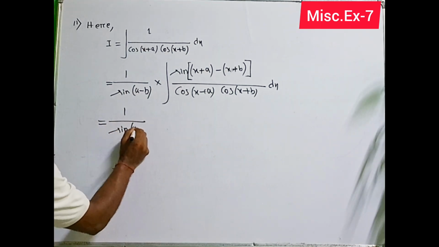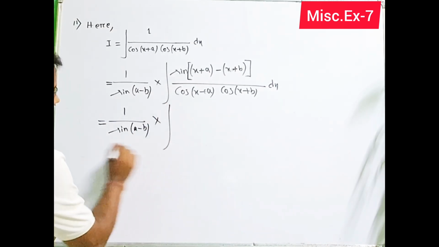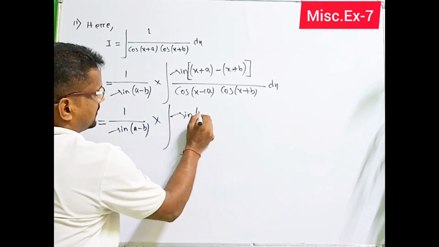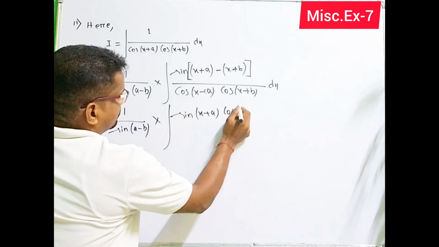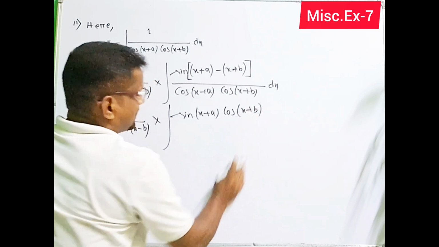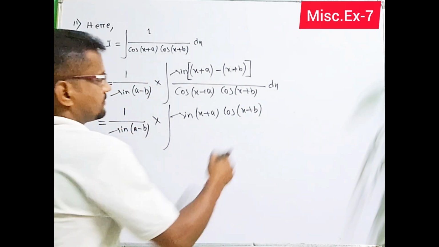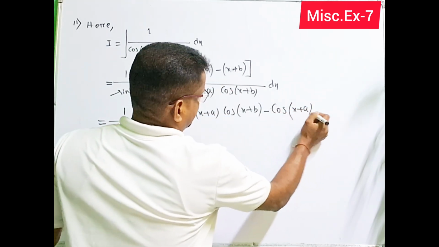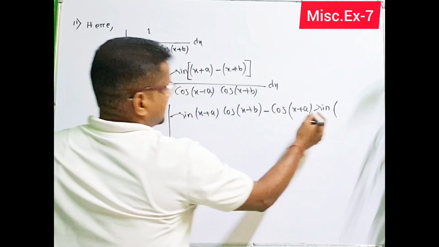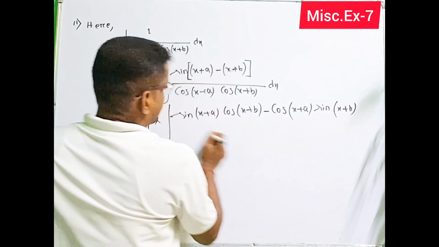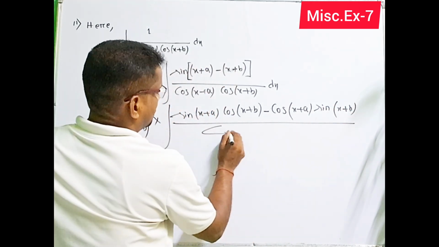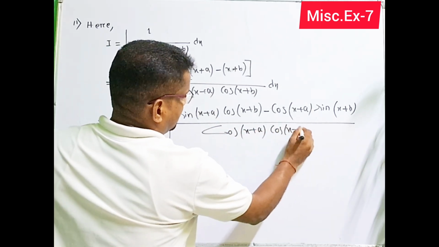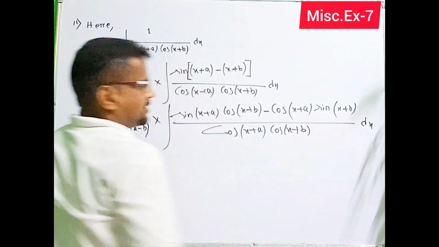Sine of a minus b into integration of sine of x minus y, sine x cos of the second term x plus b, sine x cos y minus cos x, cos of this x plus a, sine y, y means x plus b here, so x plus b, whole thing divided by cos of x plus a, cos of x plus b with respect to dx.